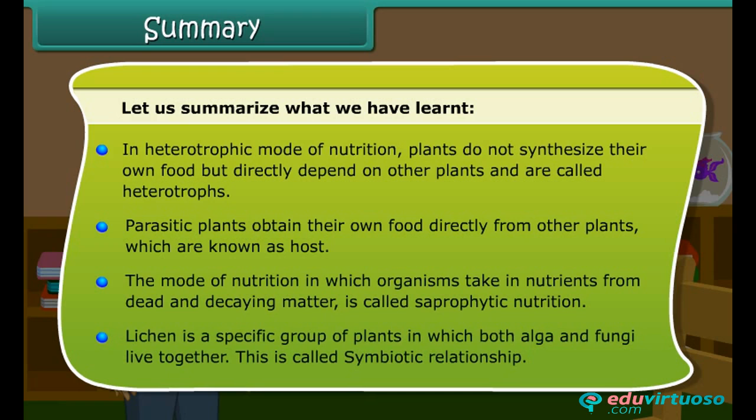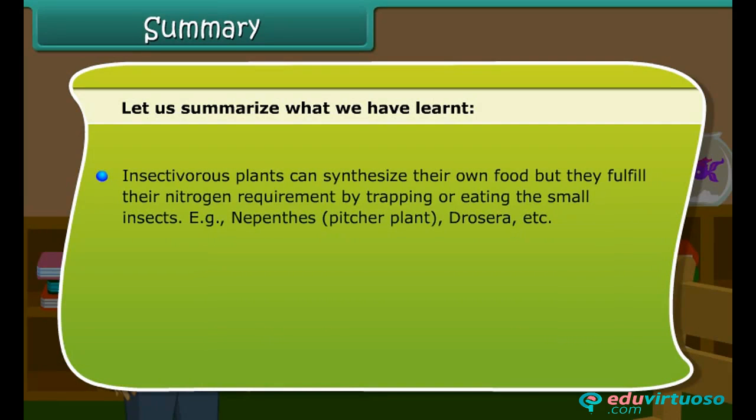Lichen is a specific group of plants in which both algae and fungi live together. This is called symbiotic relationship. Insectivorous plants can synthesize their own food, but they fulfill their nitrogen requirement by trapping or eating small insects. For example, Nepenthes, pitcher plant, Drosera, etc.